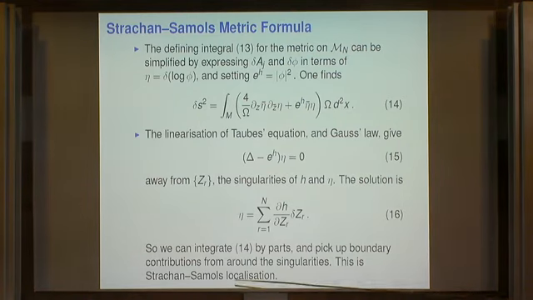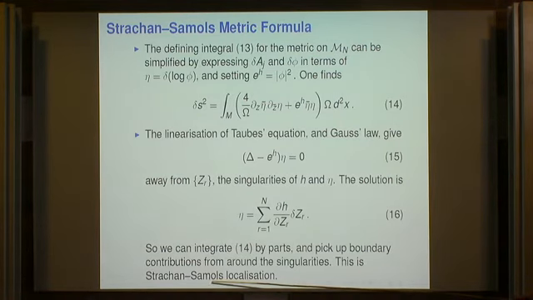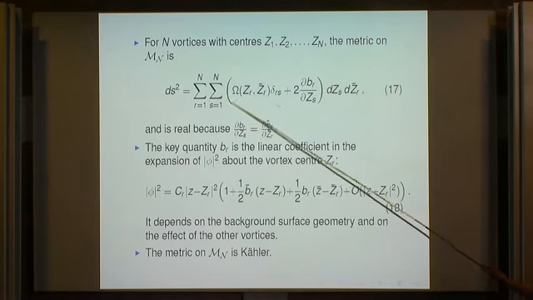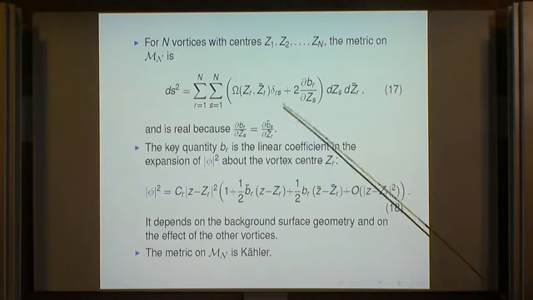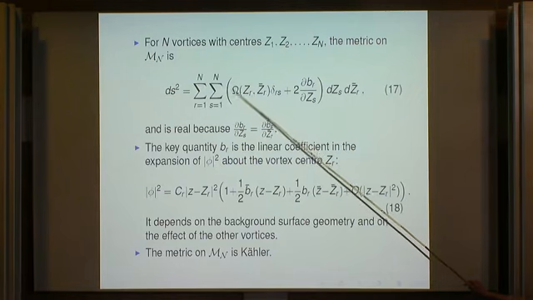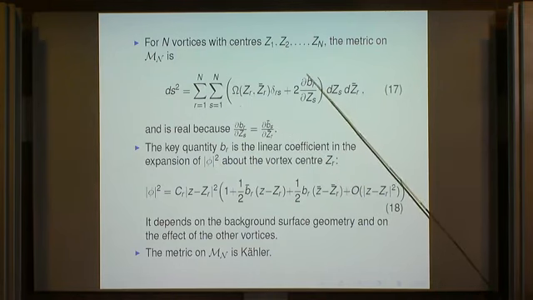And this is the localization formula, the idea of Ian Strachan and Trevor Samols. Strachan did it for hyperbolic vortices, and Samols did it for flat space vortices and more general surfaces. So what happens is that for n vortices at these points, the metric reduces to just now a sum. There's no integral anymore. There's a double sum over the points. I've written it out in infinitesimal language, and you get the background metric contributing, but you also get this term.